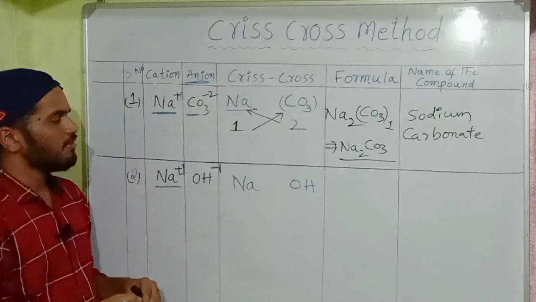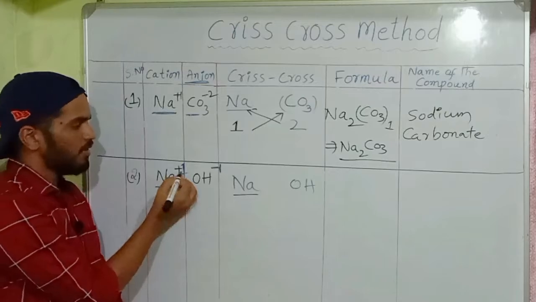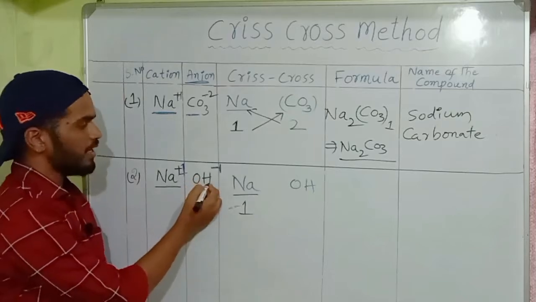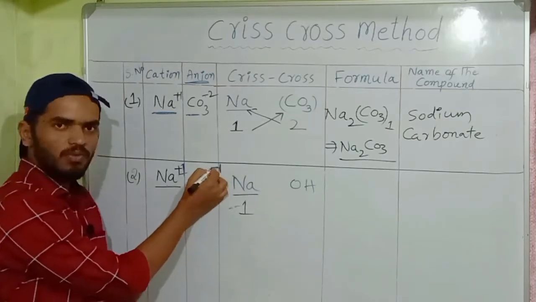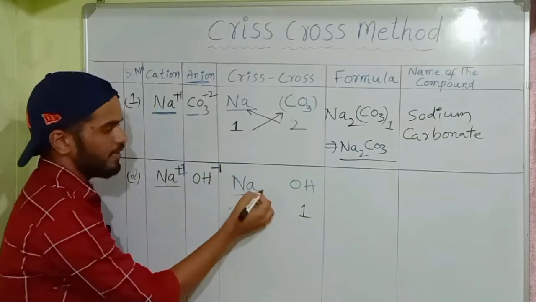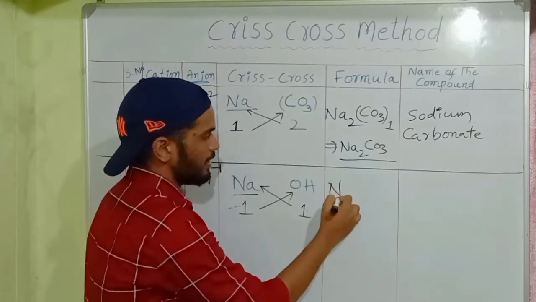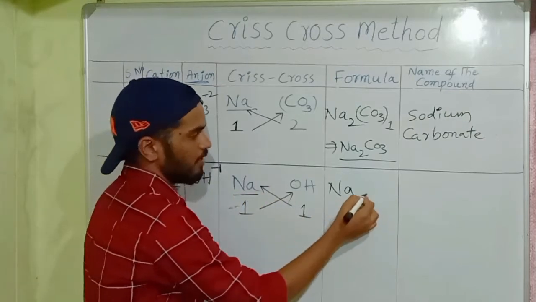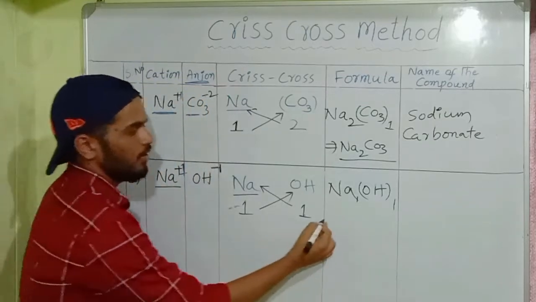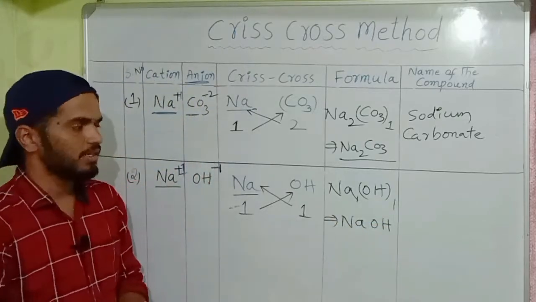Now take the valency values. What is the charge of sodium? +1. No need to take the positive and negative here. And OH, what is the charge of OH? Minus. Only minus is given, so if there is no value, we have to consider 1. Then cross multiply. Finally you will get Na1 OH1, so finally you will get NaOH, sodium hydroxide.